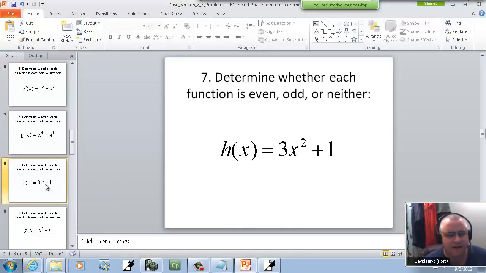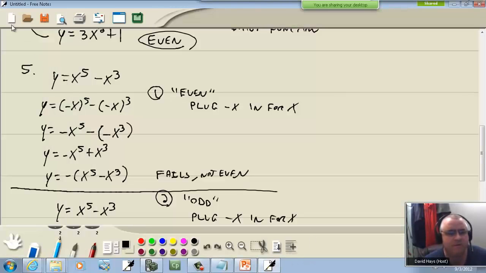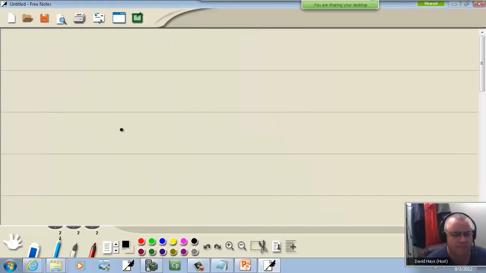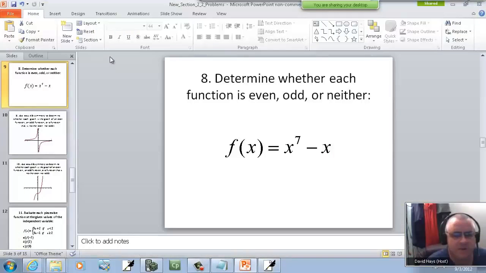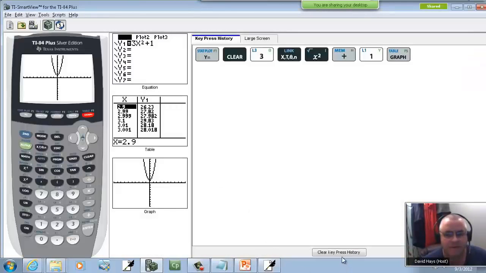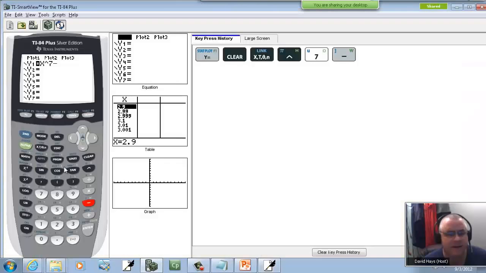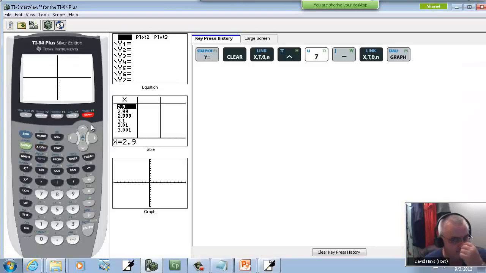Okay, let's go back to using the calculator. I think we're on this problem right here. So clear that out. And we've got f of x is equal to x to the seventh minus x. So even, odd, or neither? Let's graph it. So press y equals, press clear. We've got x to the seventh, so I do x caret 7 minus x, and then graph.